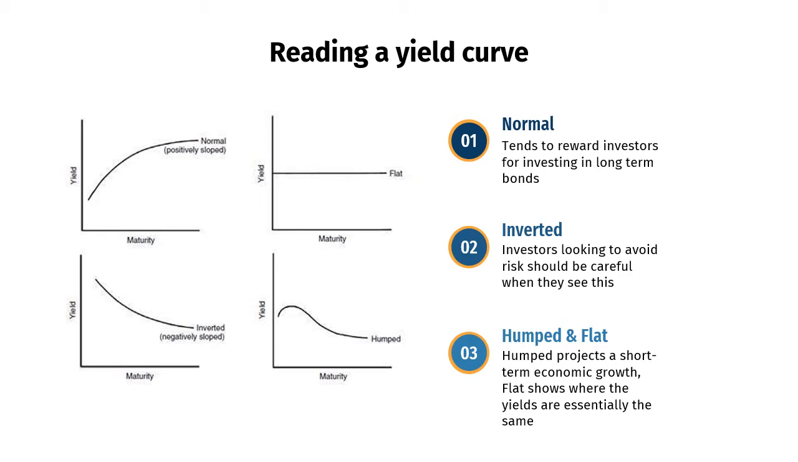Finally, we'll be looking at the humped and the flat yield curves. The flat yield curves, even though they have the same credit quality, the maturity comes at the same time, so there is not much of a yield. And the humped shows short-term economic growth.